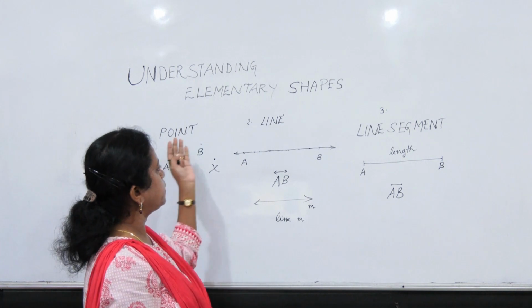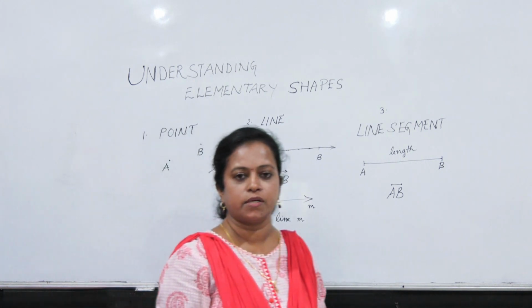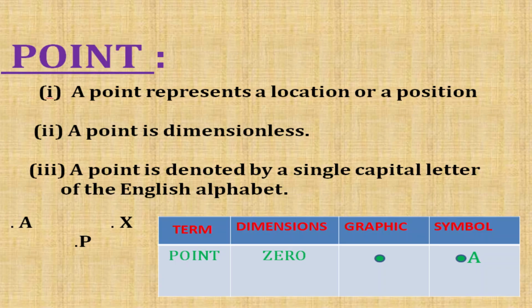So today we have learned about point, line and line segment, which I am going to sum up now. Point. A point represents a location or a position. A point is dimensionless. A point is denoted by a single capital letter of the English alphabet. And in the table you can see how a point is represented by using a single capital letter and how we denote a point.